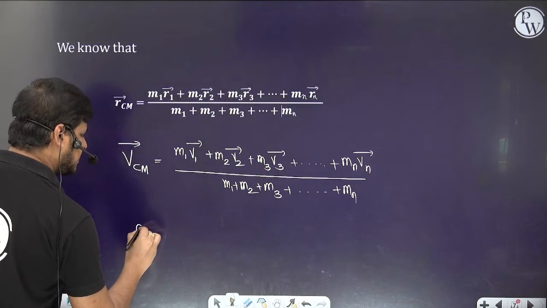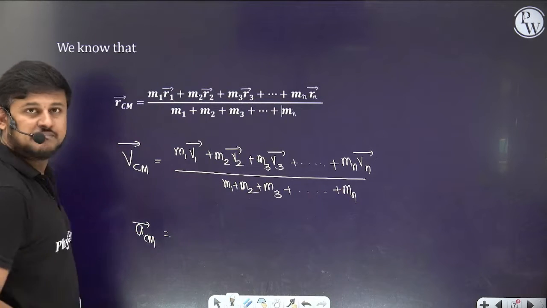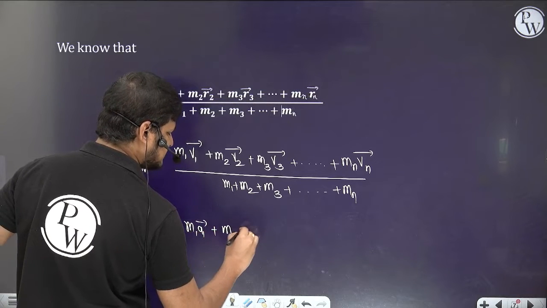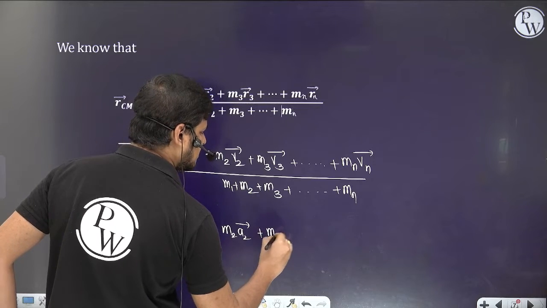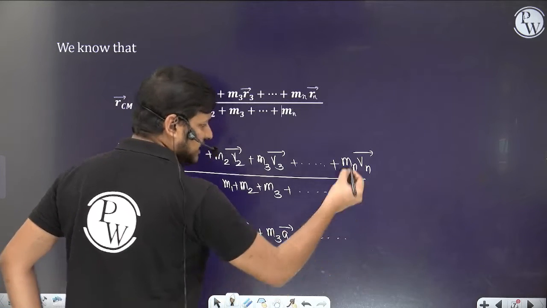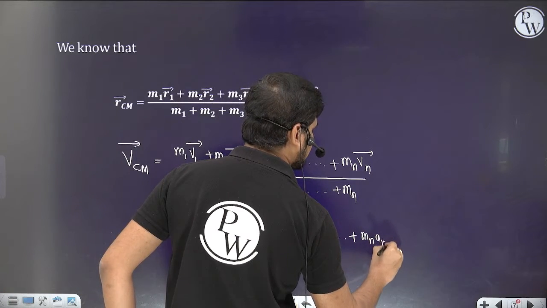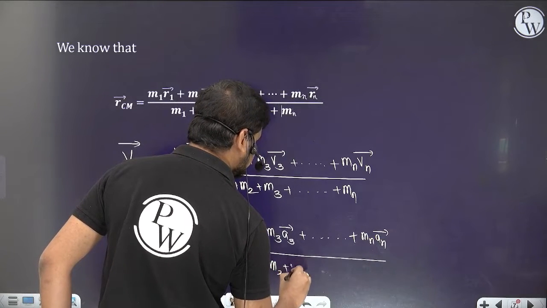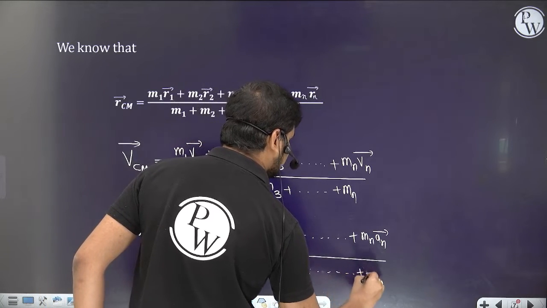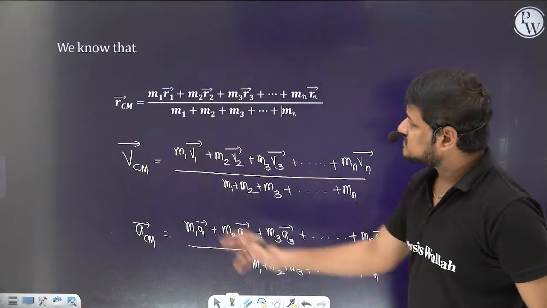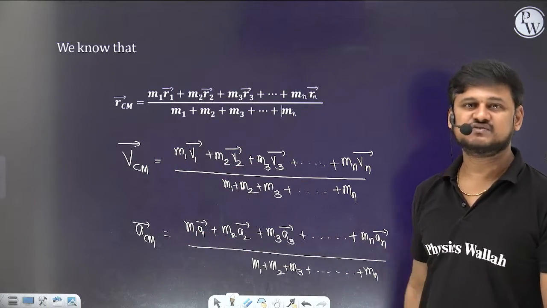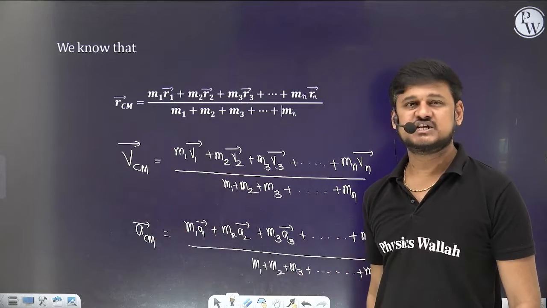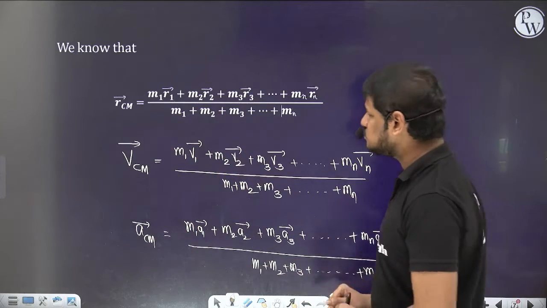right? So similarly you can also write the acceleration of center of mass, acm, is equal to m1a1 plus m2a2 plus m3a3 plus m4a4 till mnan by m1 plus m2 plus m3 till mn. So this is the position of center of mass, velocity of center of mass and acceleration of center of mass. If the bodies are moving, the center of mass also will move. So the velocity of center of mass and acceleration of the center of mass you can find with this. Clear? We'll solve some questions so that you will get the clarity, guys.